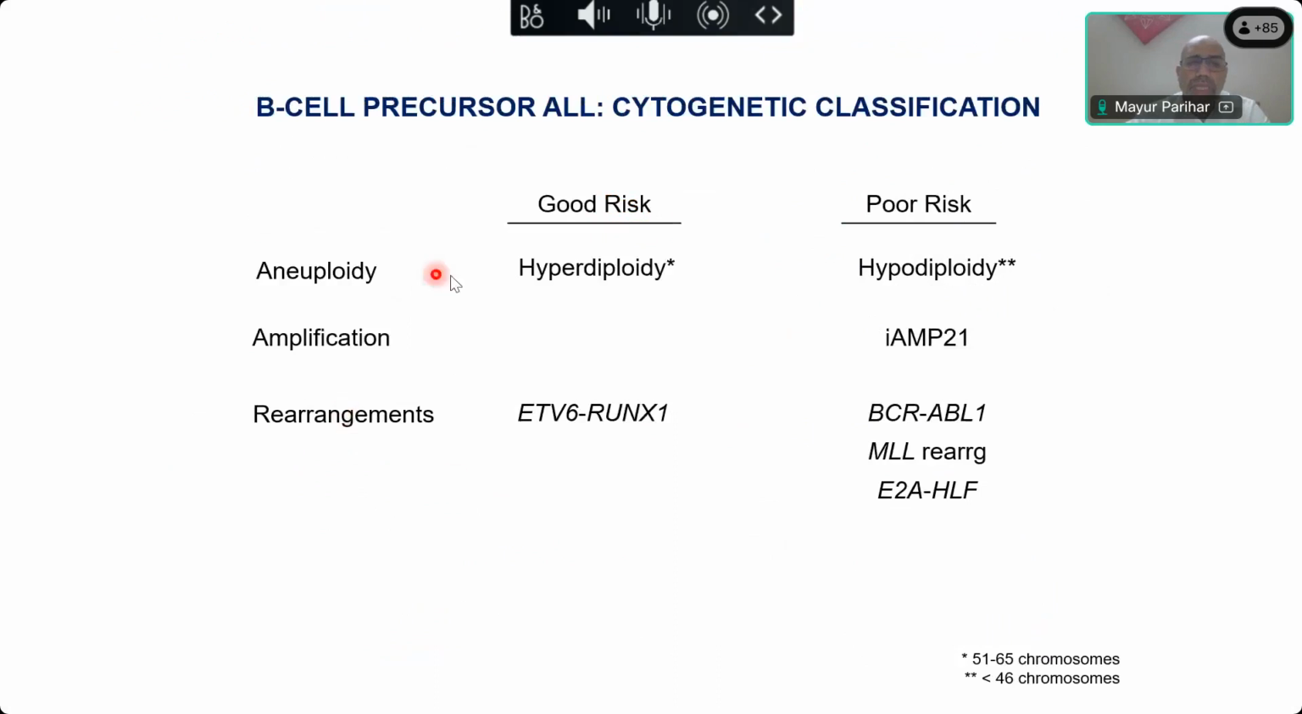Patients with low risk genetics get low risk therapy, and patients with high risk genetics get much more intensive therapy. So in B-ALL, what are you trying to identify? You look at the number of chromosomes. If the number of chromosomes is more than 51, it is good risk. If the number of chromosomes is less than 40, hypodiploidy, it is high risk. You're looking for an amplification, iAMP21, which is high risk. And rearrangements or fusions: ETV6-RUNX1 translocation is good risk. BCR-ABL, MLL or KMT2A as it is called today, and E2A-HLF are high risk.